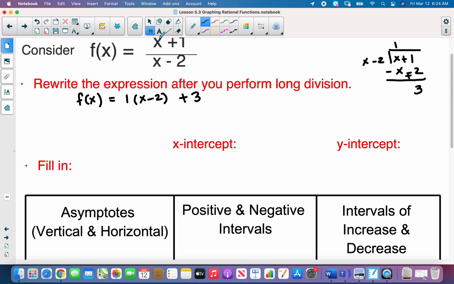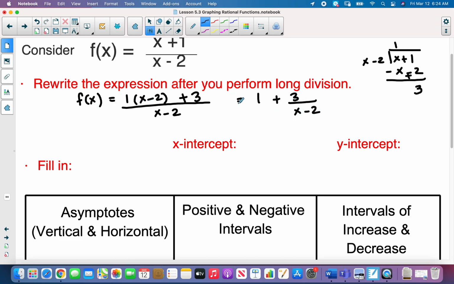so that is the dividend. So that's this part here divided by x minus 2. We're going to split this up. So this will be x minus 2 divided by x minus 2, which is 1, plus 3 divided by x minus 2, which is 3 over x minus 2. So this is the way we're going to rewrite the function.